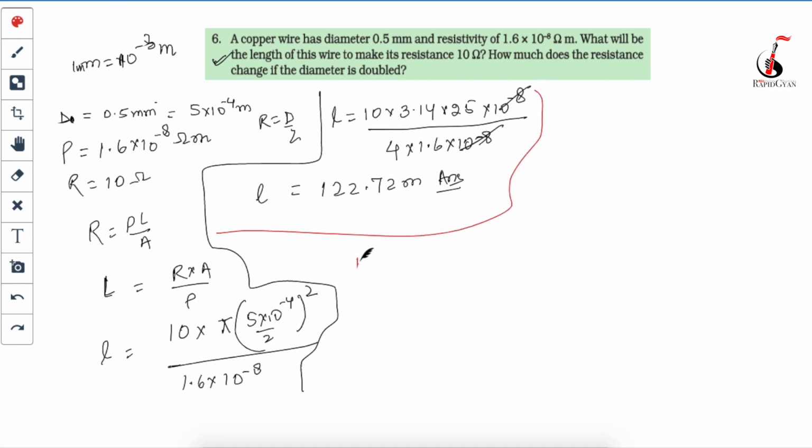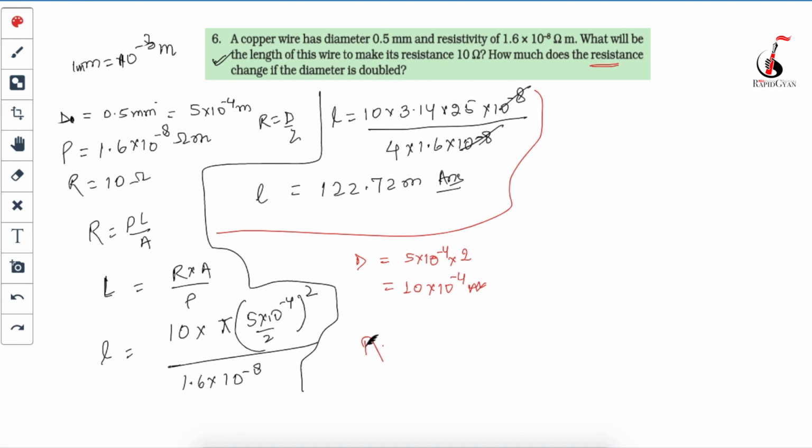So new diameter will become 5 into 10 to the power minus 4 into 2, which is equal to 10 into 10 to the power minus 4 meter. Correct? Now we'll have to do the same thing. Same thing means now in this case you will have to find R. You will have to find new resistance.